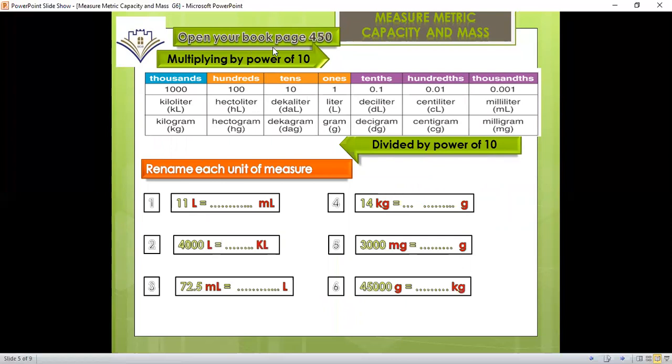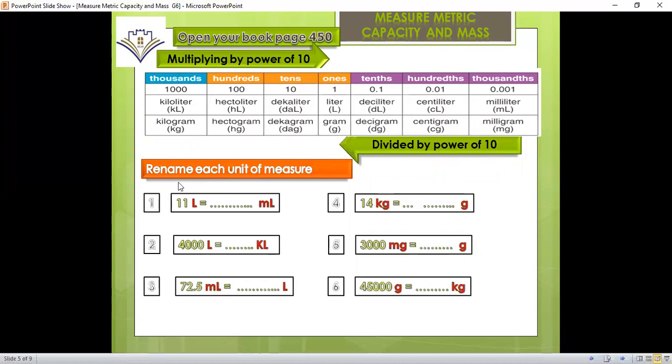And now open your book, page 450. Look at this table from before. We talked about it earlier. In this direction, multiply by 10. In the other direction, we divide.